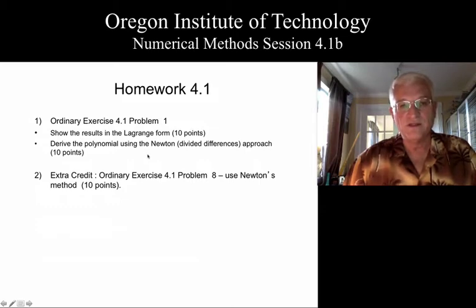Now I'm actually not asking you to prove they're the same, I'm just asking you to come up with both forms, but if you try any points in those two forms, you'll see that they do exactly the same thing. If you'd like some extra credit, go over to problem 8 and try that one just to give you a little more exercise, but on this one just use Newton's method and you can get an extra 10 points for that.